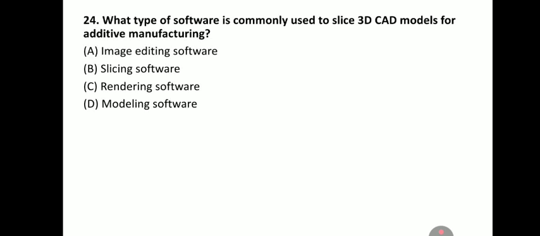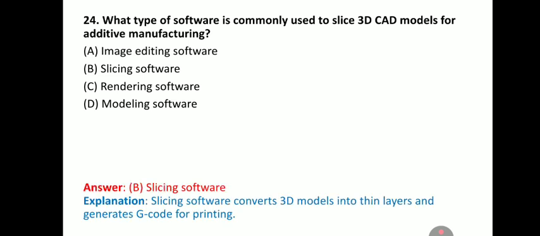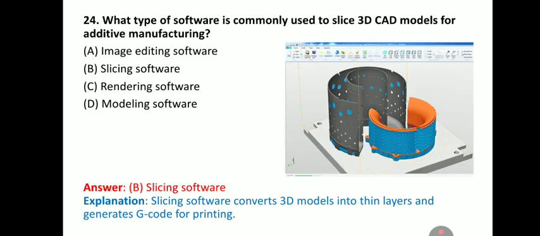Next question, what type of software is commonly used to slice a 3D CAD model for additive manufacturing? Here the answer is slicing software. So slicing software converts the 3D model into thin layers and generates G code for printing. So this is your CAD model. It is then sliced with the help of slicing software.